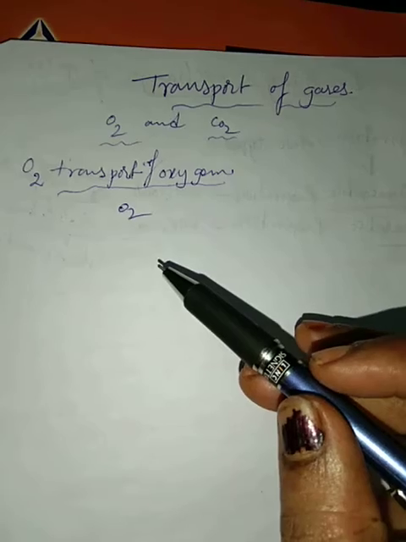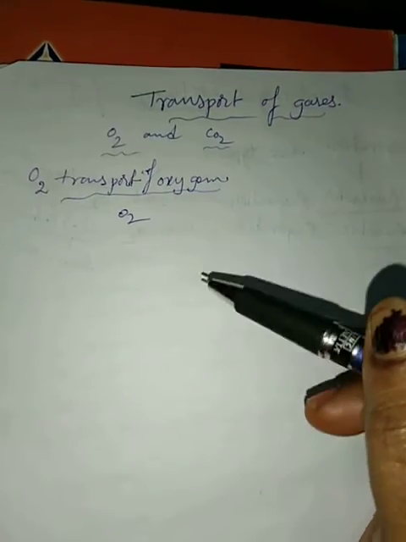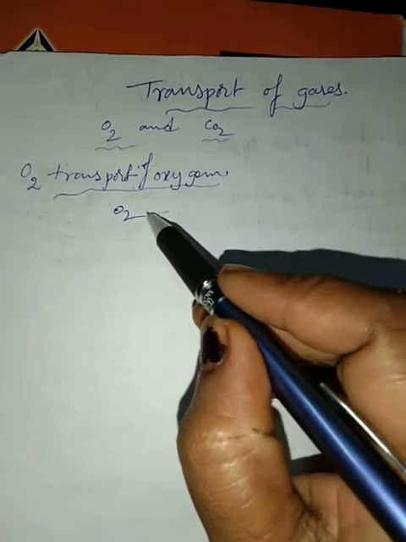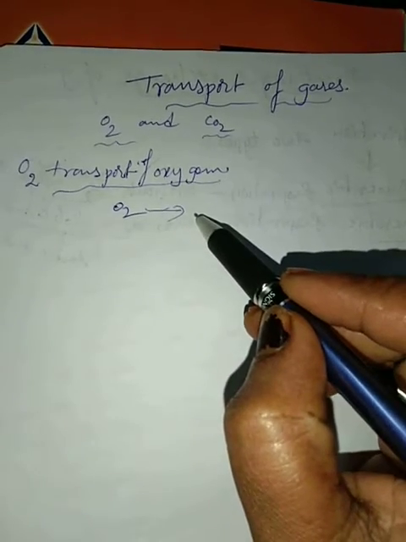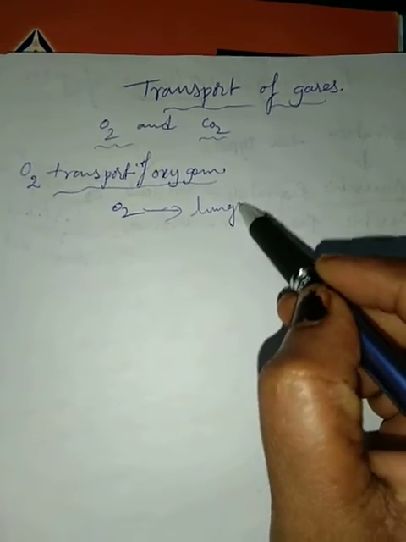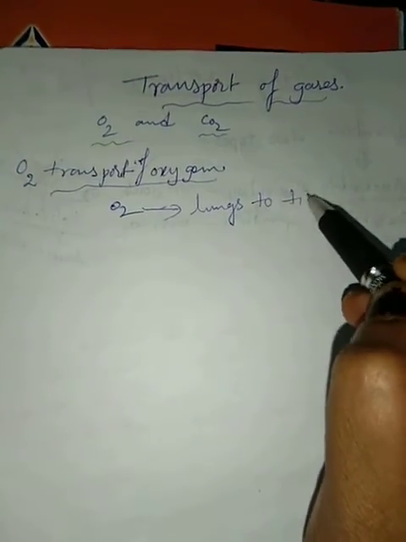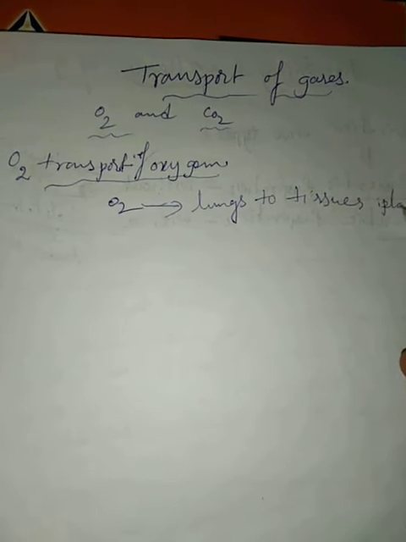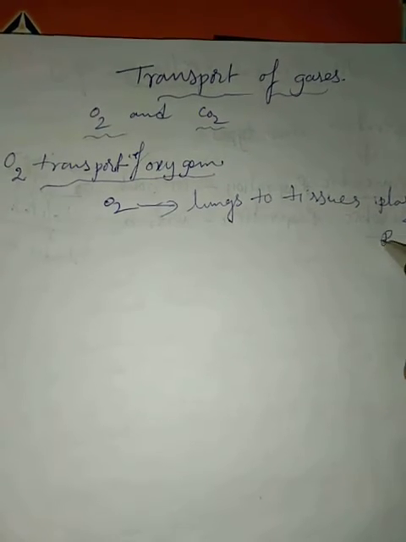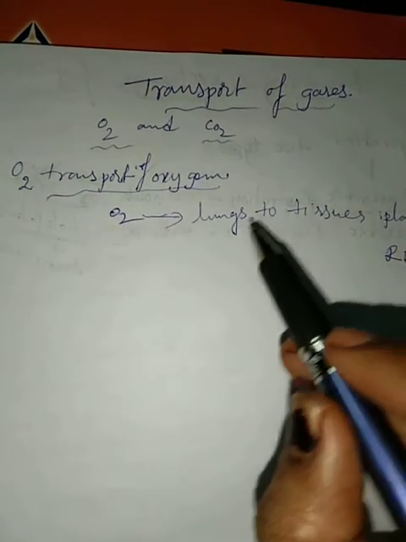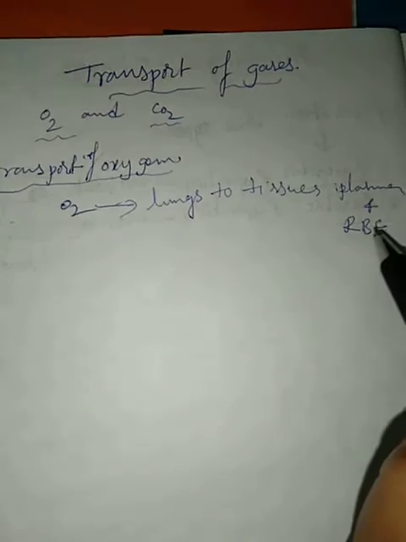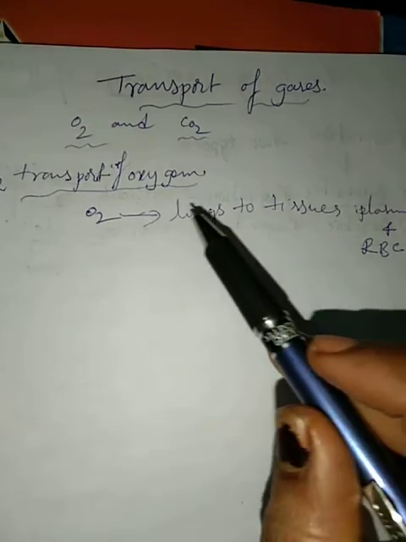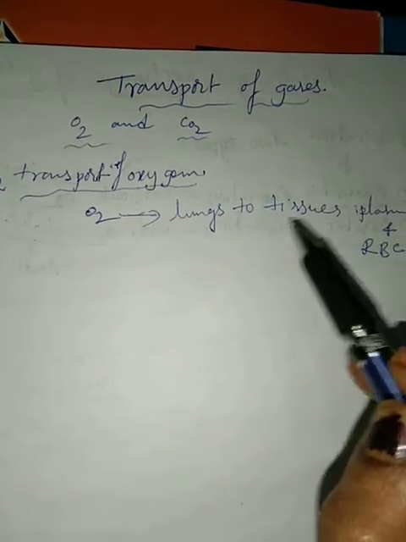Oxygen is transported from the lungs to the tissues through the plasma and RBC. So O2 is transported from lungs to tissues through the plasma and RBC.